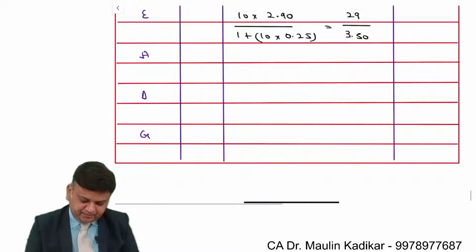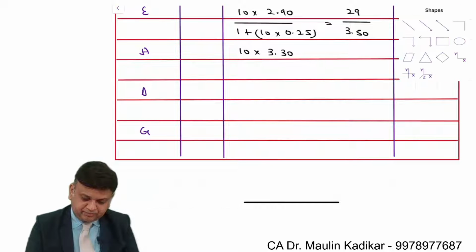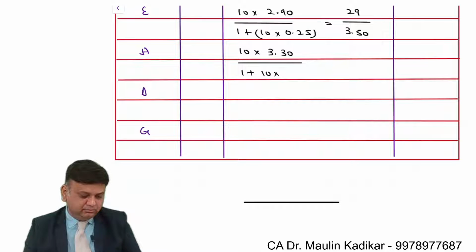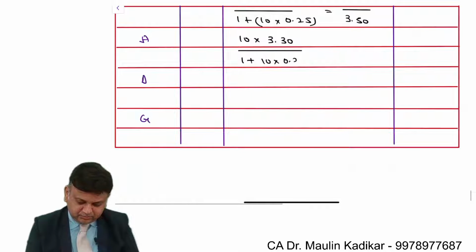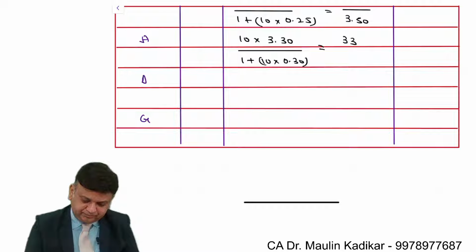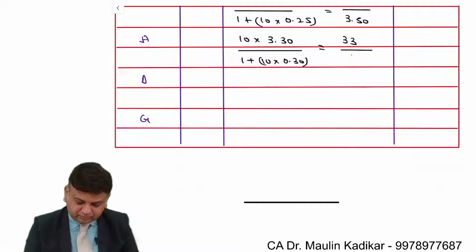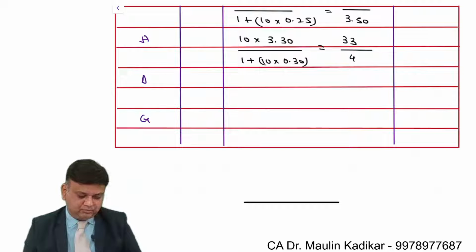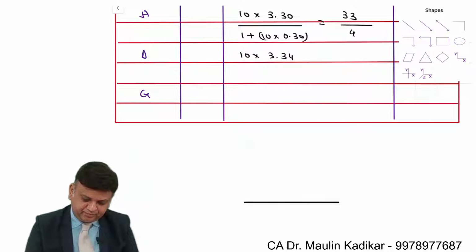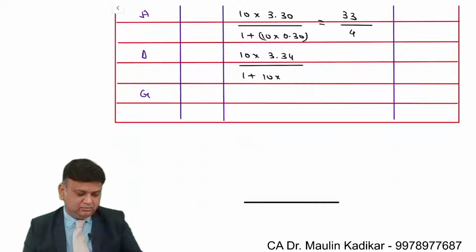Then for security A, it is 10 into 3.3 divided by 1 plus 10 into 0.30. So 3.3 into 10 is 33, divided by 10 into 0.3, which is 3, 3 plus 1 is 4. Next, 10 into 3.34 divided by 1 plus 10 into 0.305.